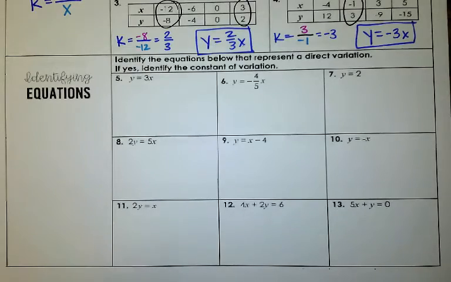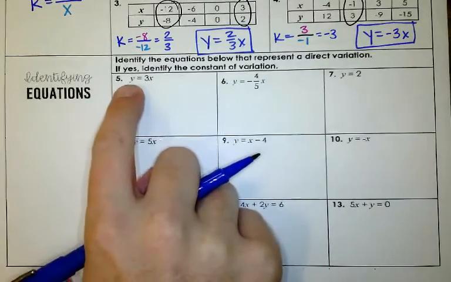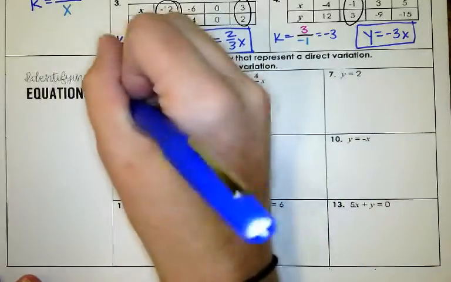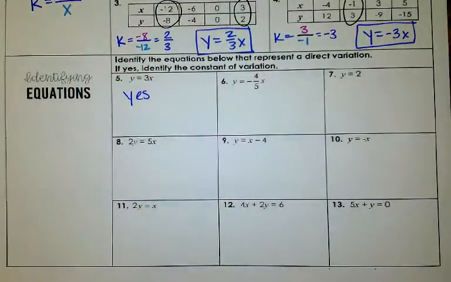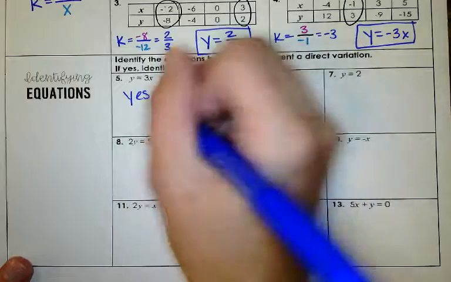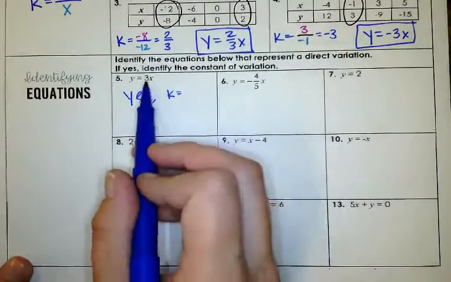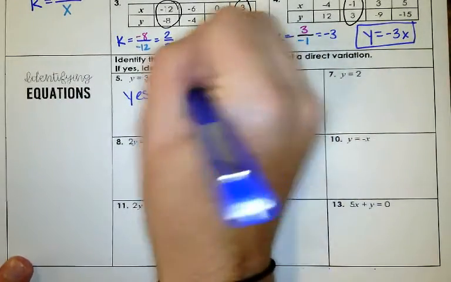So let's take a look at number 5. Is this one direct variation, yes or no? How do we know? There's no b. There's no y-intercept. I like that. So this one is yes. So what is the k equal to in this case? 3. Okay? Perfect.